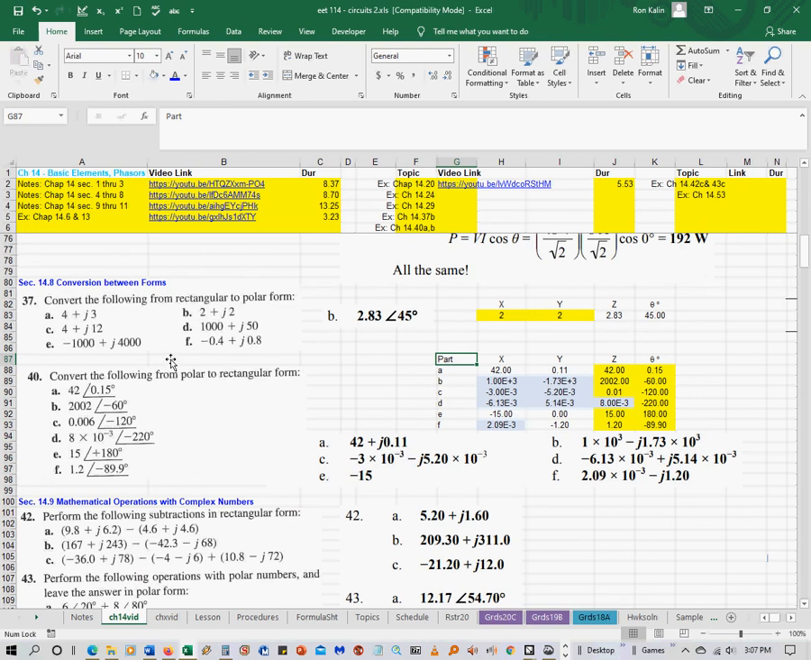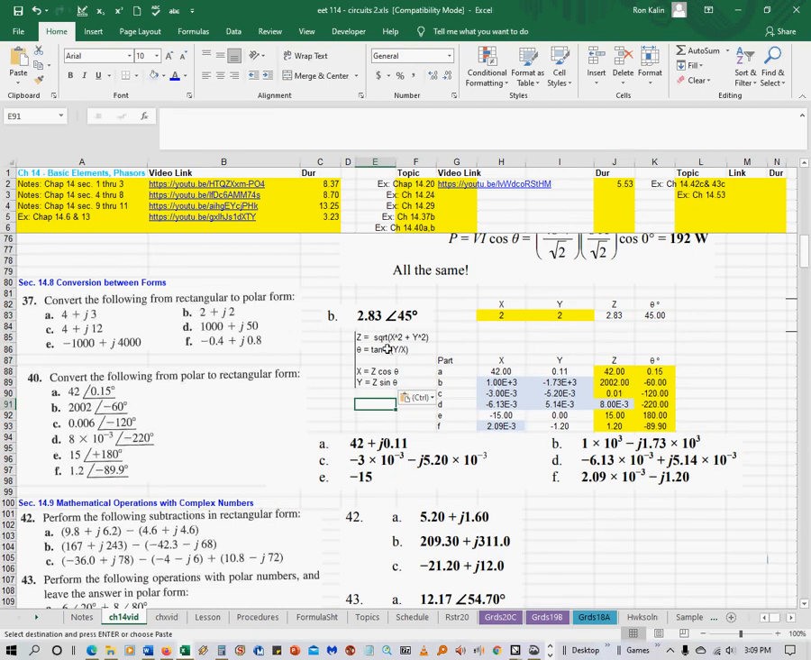Conversion between forms, problem number 37. It says convert the following from rectangular to polar form. We're only going to do part B here. So B is 2 plus j2, so X is 2 and Y is 2. To get the Z, you take the square root of 2 squared plus 2 squared, which is 4 plus 4, and then take the square root of 8, which is 2.83, and then theta.